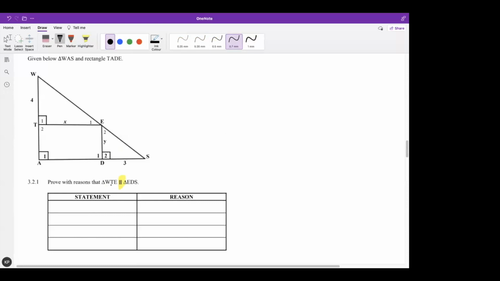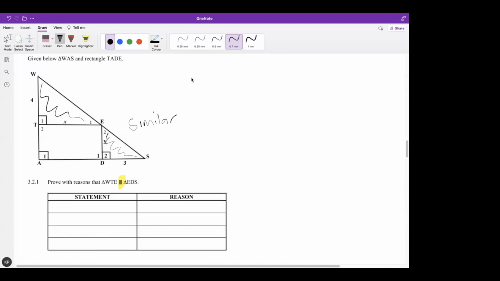So prove that triangle WTE is similar to triangle EDS. Okay, so this one must be similar to this one. What are the conditions to prove similarity? What are our conditions to prove similarity? Yes, Chichi.